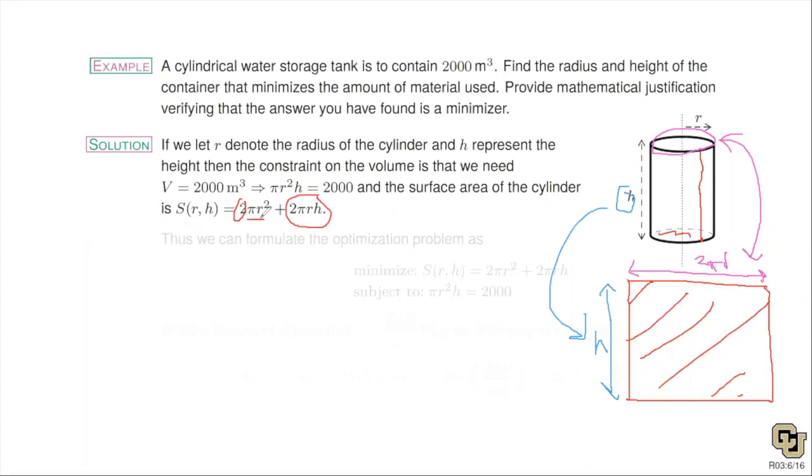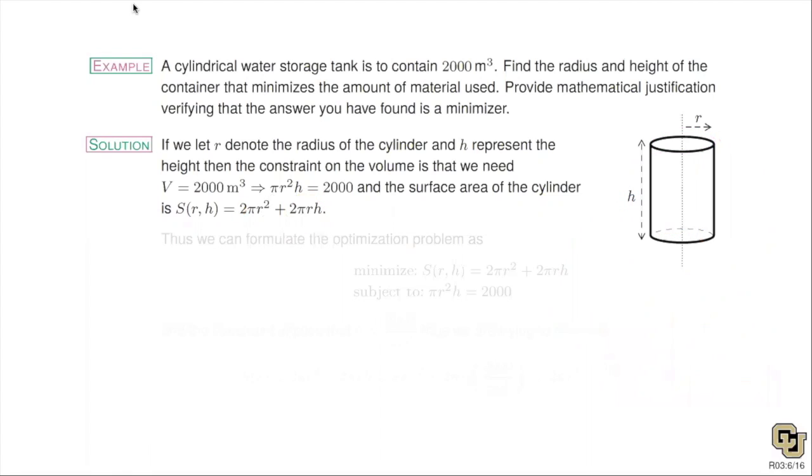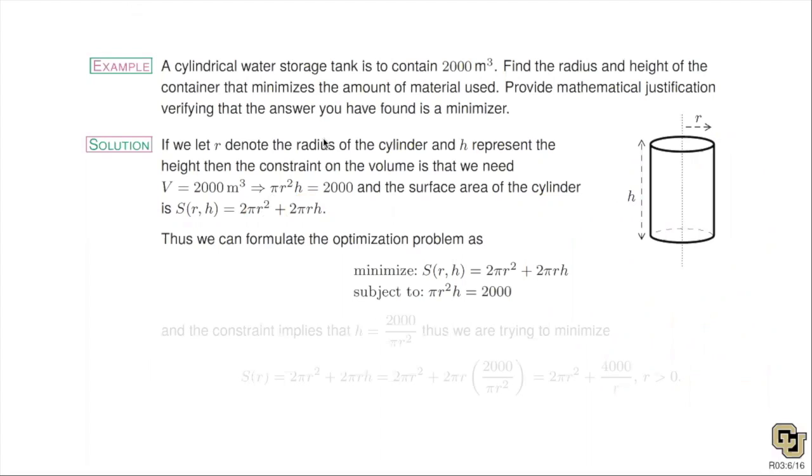So pi r squared is the area of the bottom, and times 2, so you get the bottom and the top, plus 2 pi r h, that's the area of the side. So adding all of those gives us the formula that calculates the amount of surface area required to build this cylindrical water storage tank. So this becomes our optimization problem.